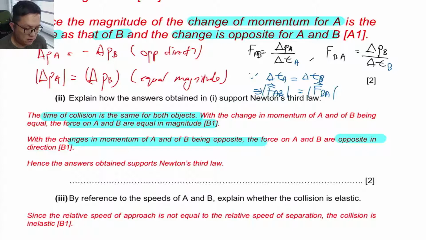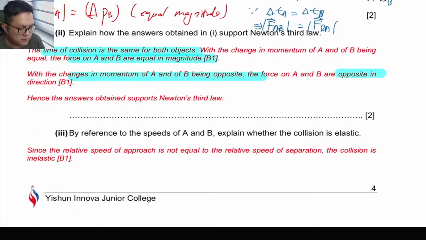Okay, last part here. By reference to the speeds of A and B, explain whether the collision is elastic or not. Remember, elastic collision is a conservation of momentum and conservation of KE. In all collisions, your momentum is conserved as long as it's a closed system. Here you can of course go and show that KE is not conserved. You find KEA before, KEB before, then find after as well. But that is actually too much work for one mark. So what this is asking you for, you can just make use of what we talked about.